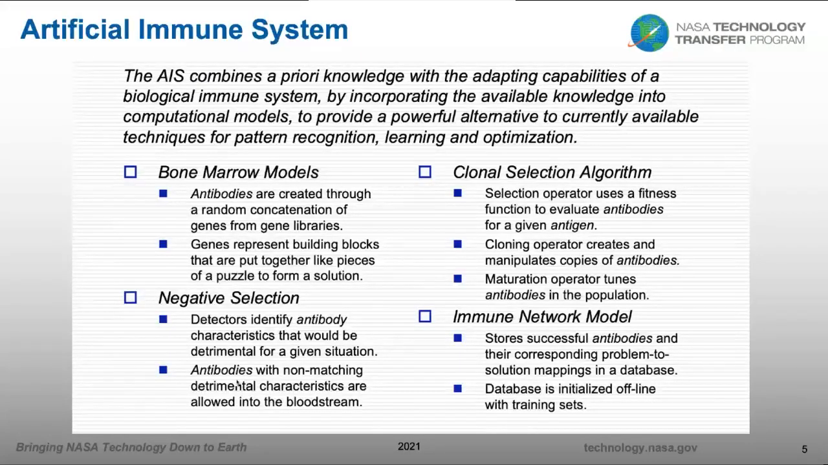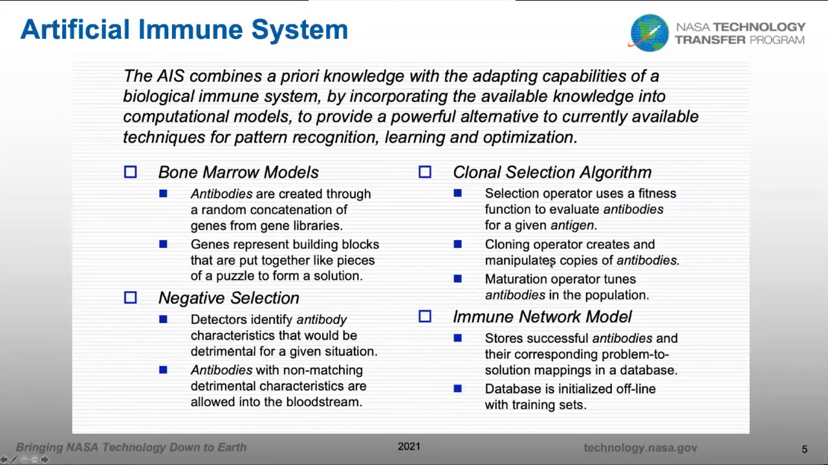The artificial immune system is basically an analogy of the biological immune system. It contains a priori knowledge, applies it with adapting capabilities, and through computational models performs pattern recognition, learning, and optimization. In this case, we have the bone marrow models, which represent the B cells and the antibodies. And negative selection helps, in this application, to more or less manage the B cell population.